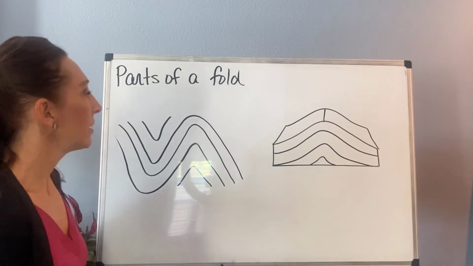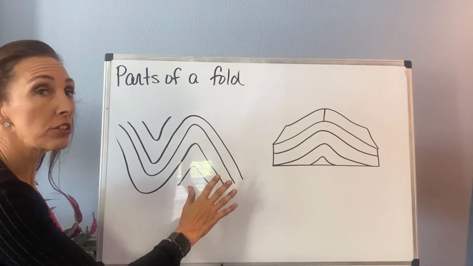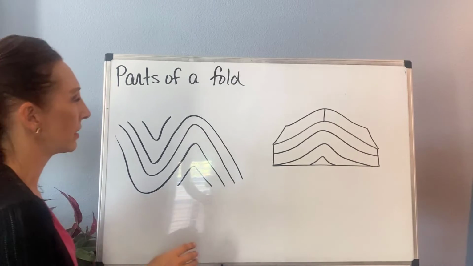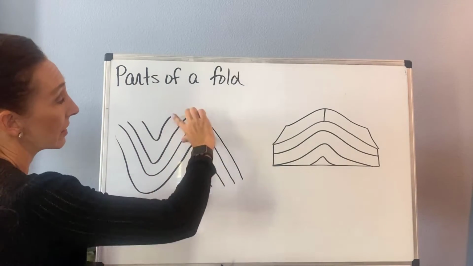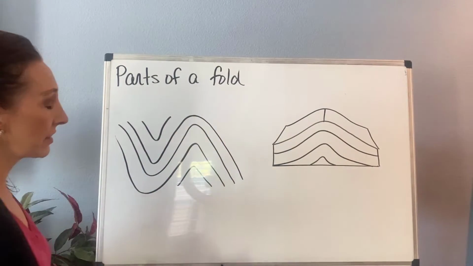Parts of a fold. So this one's just in a pure cross section. We'll get to the kind of 3D one in a second. Here I have a syncline. Here I have an anticline.